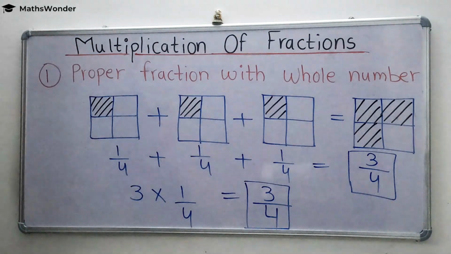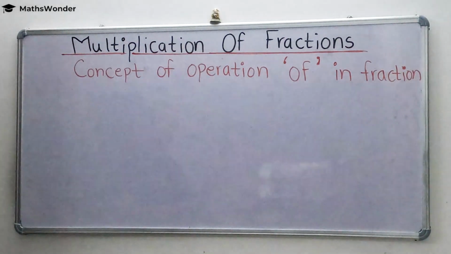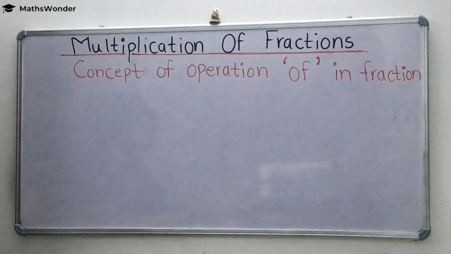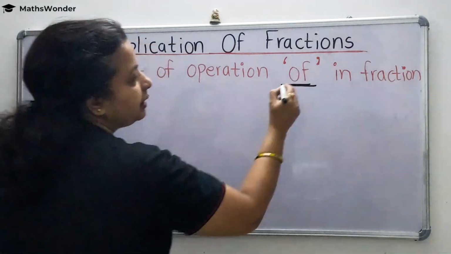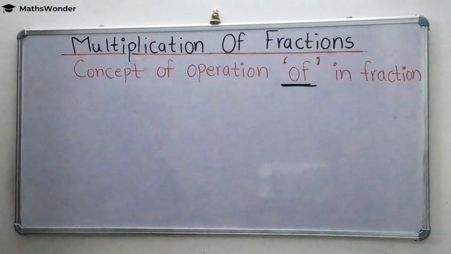You can use any method, but this is the picture method. So the shaded squares represent 1/4 area of each square. The 3 shaded strips taken together represent 3/4, 3 times 1/4, that is 3/4 of the square. Now see this concept of 'of' in fractions. If 'of' is written in any operation, the meaning is multiplication.